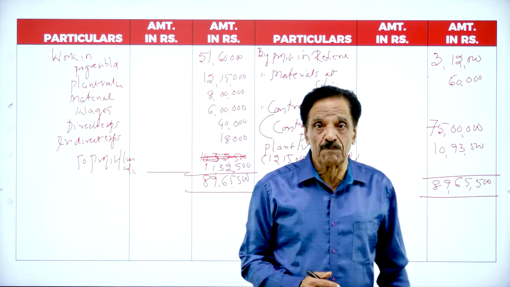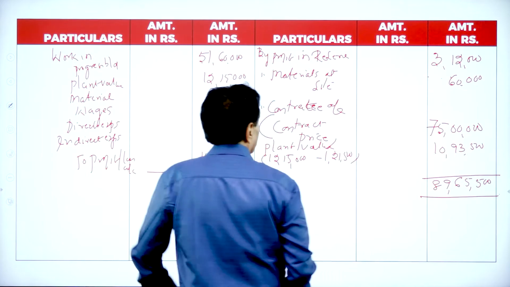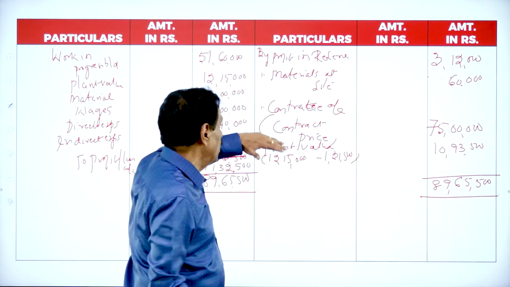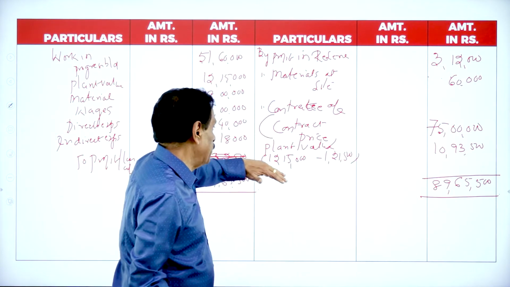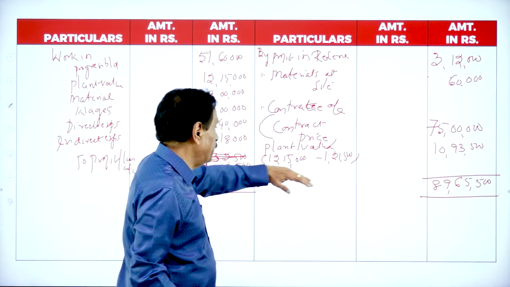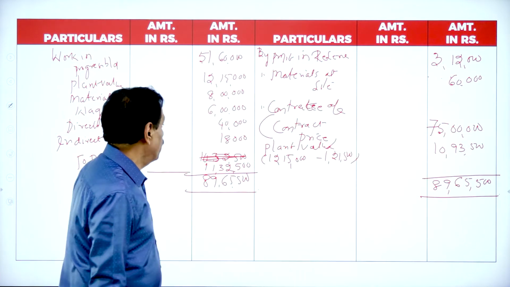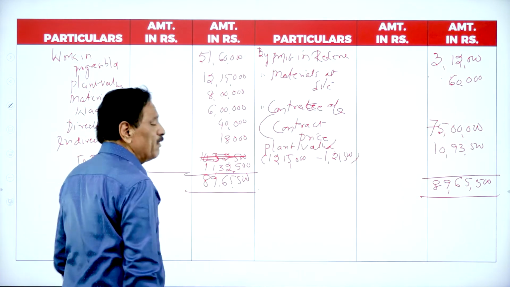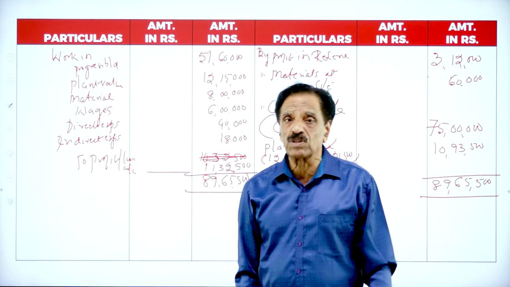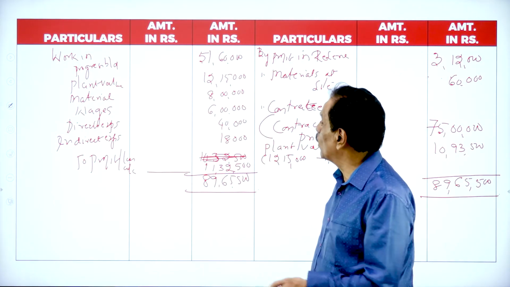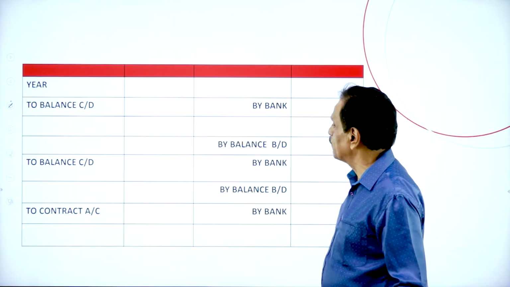This goes to contract. So we brought down here profit in reserve of the last year, material at site brought down by contract account, by plant the value 12 lakh 15,000, 1 lakh 25,000 become 10 lakh 93,500. There is a profit of 11 lakh 32,500. That goes to contractor. We'll move on to contract account here.